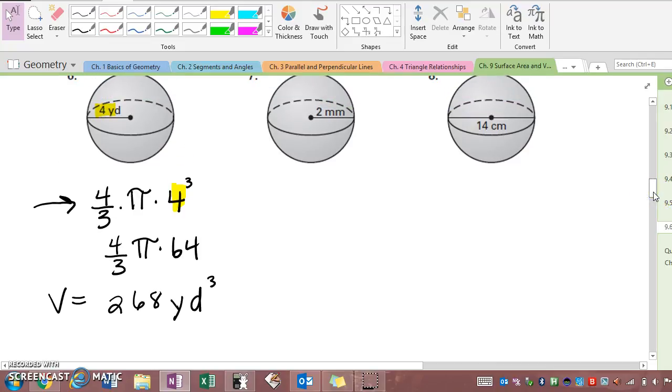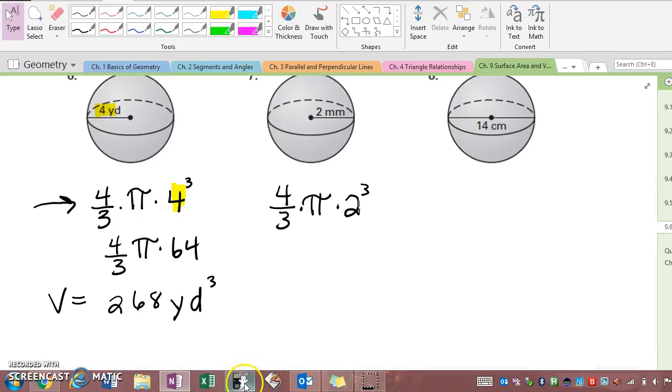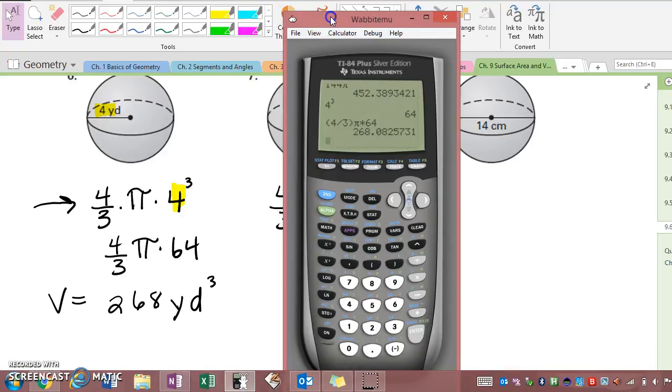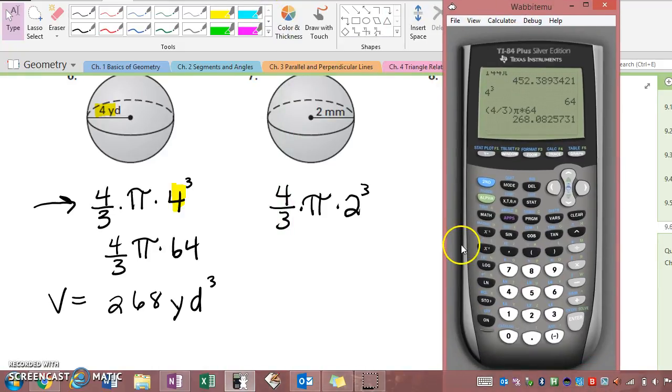Okay, let's try this next one. Volume equals 4/3 times pi times radius cubed. Now this time I'll show you a different way to put it in the calculator, and you can do either way. First, you probably already know that 2 cubed is 8. 2 times 2 is 4 times 2 is 8.